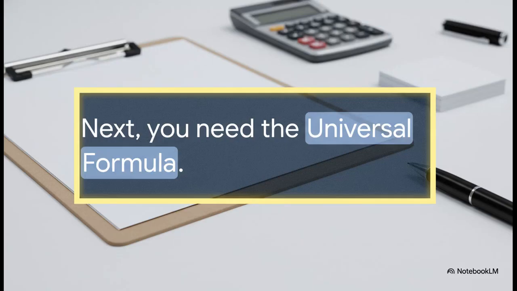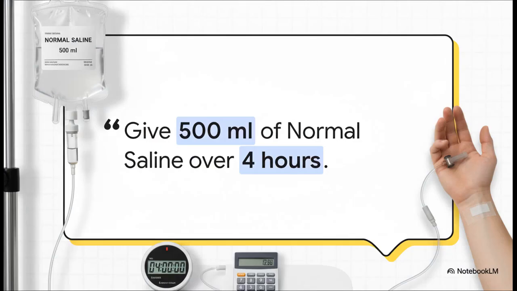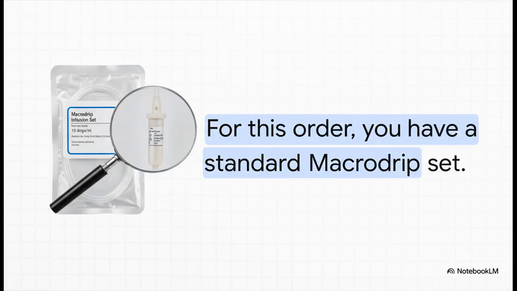And here's the magic wand for all of this, the universal formula. So you take the total volume, multiply by the drop factor, and divide by time in minutes. Enough theory. Let's use this formula with a real-world, everyday example. And because it's a standard Macrodrip set, we already know our drop factor.